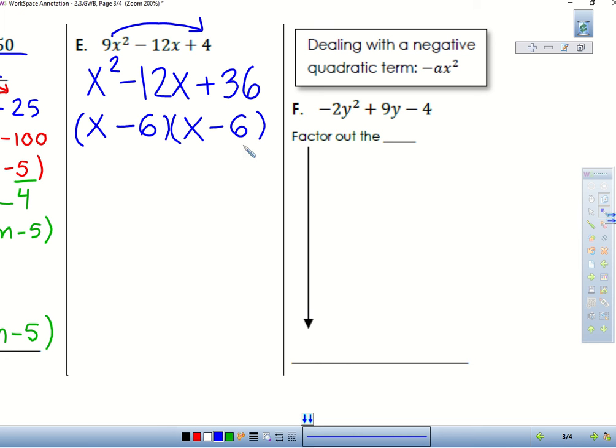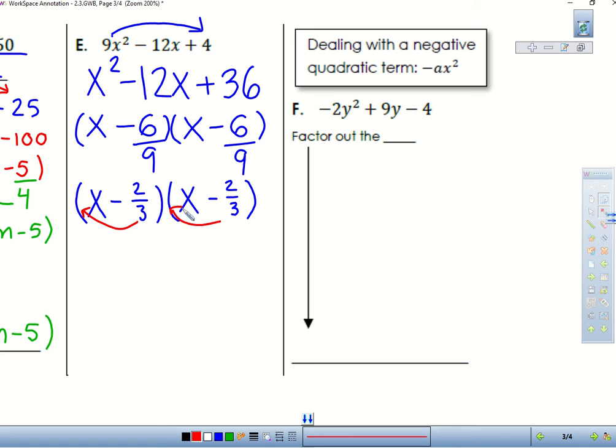Okay. So basically they're both gonna be negative, right? So we are then gonna divide by our a term, which in this case is 9, right? And what does 6 over 9 reduce to as a fraction? Good, thank you. 2 over 3. And then what do I do with that denominator? Put it in front of x. Good. Put it in front of the x. That gives me 2x minus 3 and 2x minus 3.